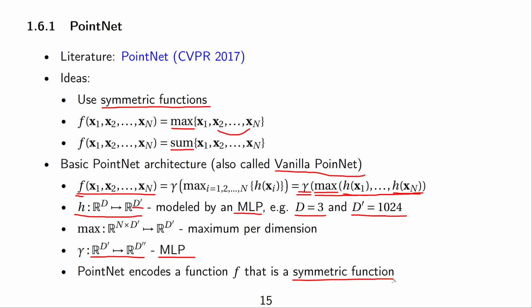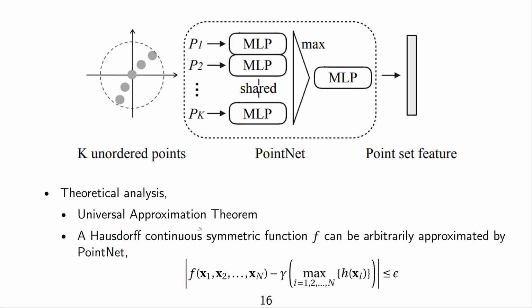Let's look at a figure. Here we have a visualization of the point set consisting of k unordered points. This seems to be notation from the paper, so let's replace that with n, which is what I used, and also let's replace that with n, since we used n before.